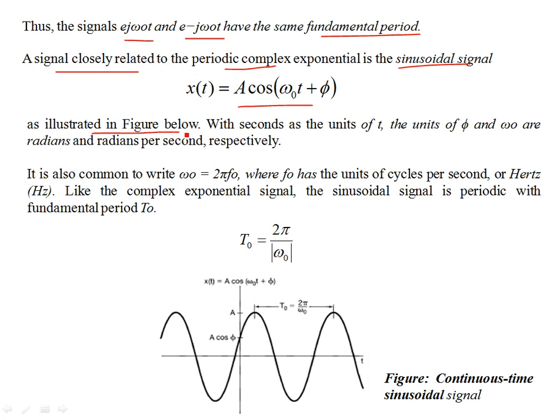So, as illustrated in the figure below, this part represents, for example, with the addition of phase phi in general, the real part of the complex exponential, which is periodic, and it has the same time period of 2 pi by omega naught.